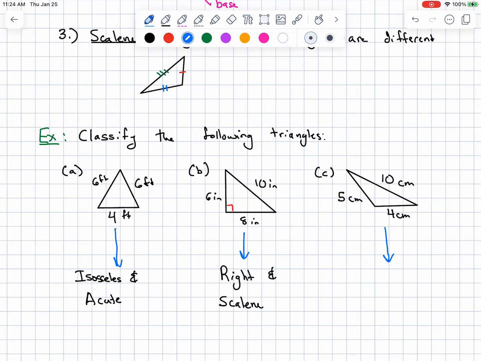And last one. If you're watching the recording, the angle in the bottom left is larger than 90 degrees, which is an obtuse angle. So that must mean it is an obtuse triangle. And since all side lengths are different, it must also be scalene.